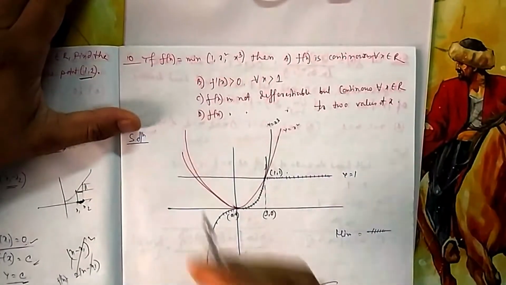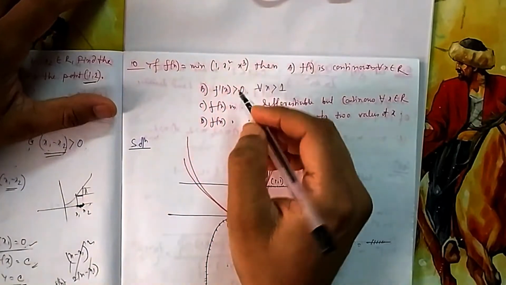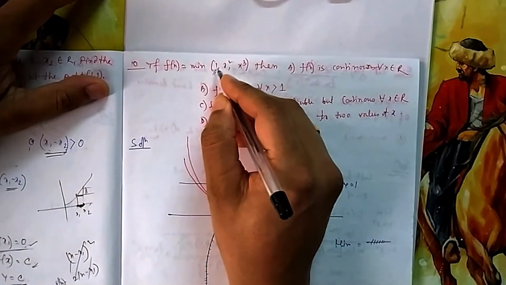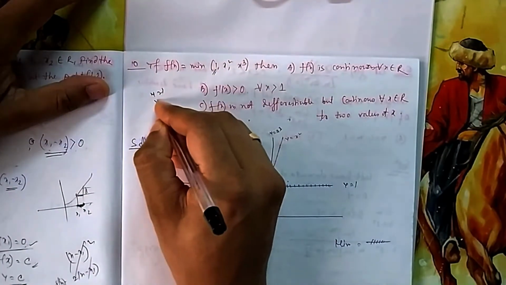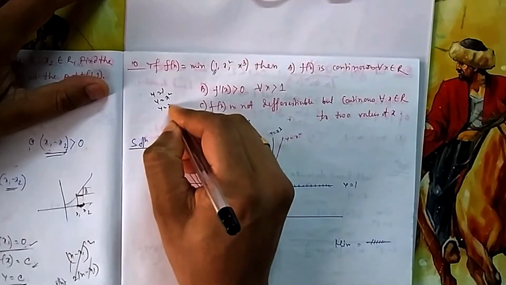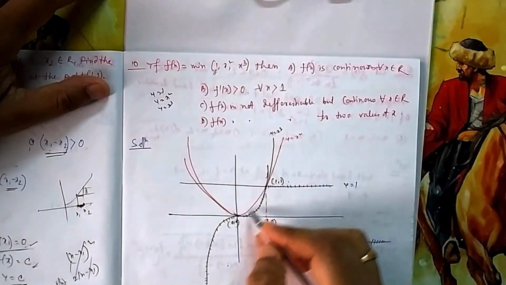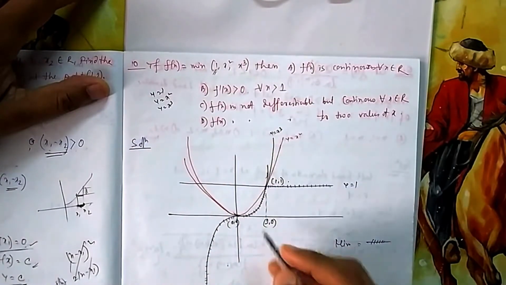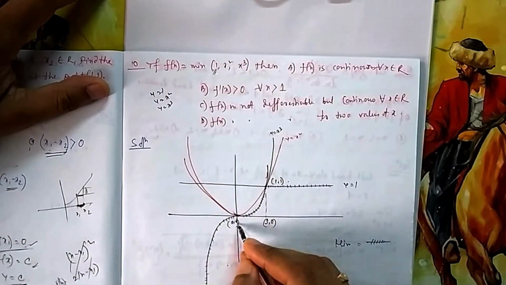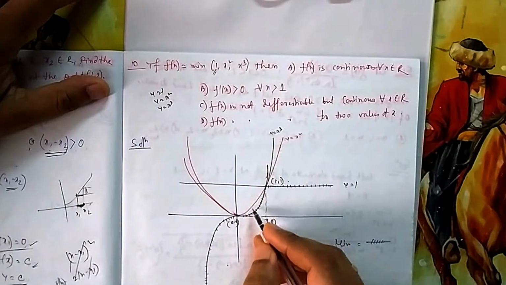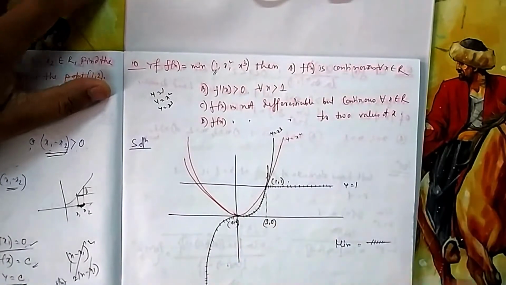Now if you come to question number 10, again the mean of three functions. So you have to draw three functions: y equal to 1, y equal to x square, y equal to x cube. So this is y equal to 1, this straight line, this is y equal to x square, this parabola, this is y equal to x cube. You can see x cube will be below x square from 0 to 1, because 0 to 1 is a fraction. If you take a higher power, the fraction gets more reduced.